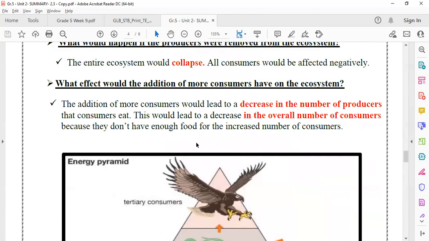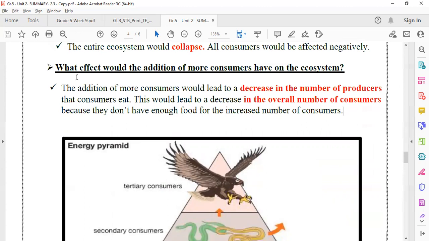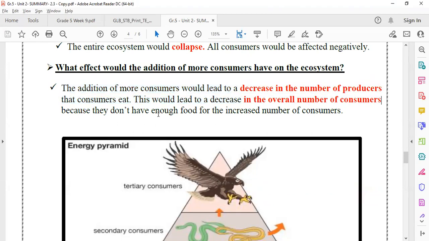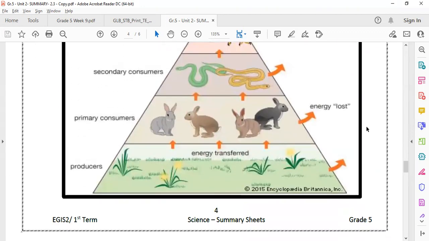So again, let's break this part. If you added more consumers into the ecosystem, more consumers means more individuals that need to eat. So in this case, they will consume more food. The addition of more consumers will lead to a decrease in the number of producers that consumers eat. This will lead to a decrease in the overall number of consumers because they do not have enough food for the increased number of consumers.